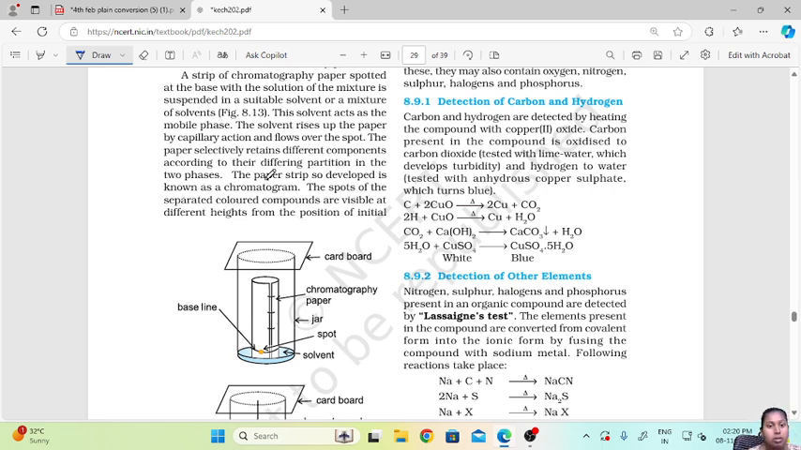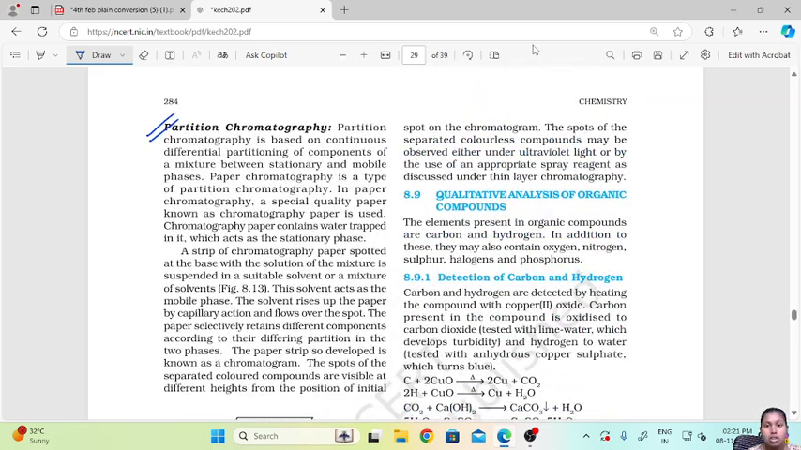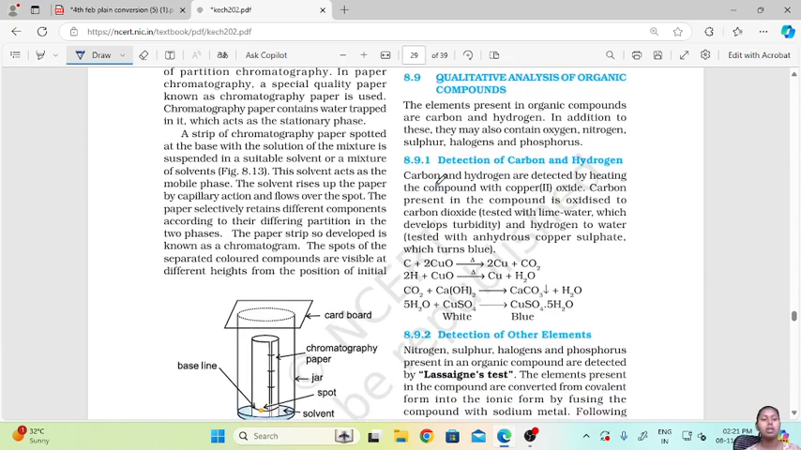The developed paper strip is known as a chromatogram. The spots of the separated colored compounds are visible at different heights from the position of the initial spot on the chromatogram. The spots of the separated colorless compounds may be observed either under ultraviolet light or by the use of appropriate spray reagents, as in thin layer chromatography. So if it is colored, then you can spot them directly. If they are non-colored, then you have to use an indicator to spot them, like ultraviolet light or iodine gas, or spraying reagents on them.